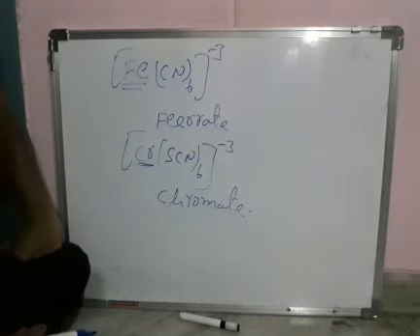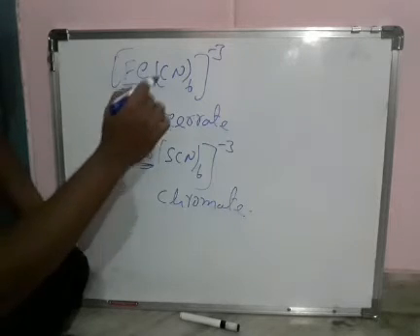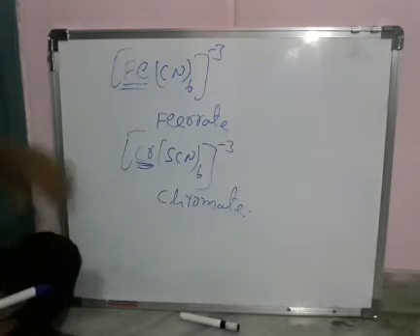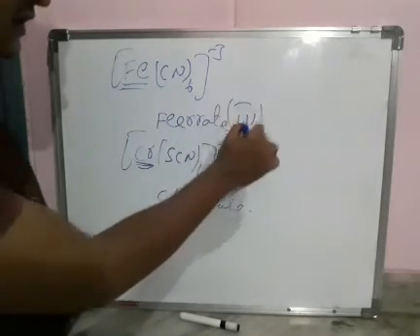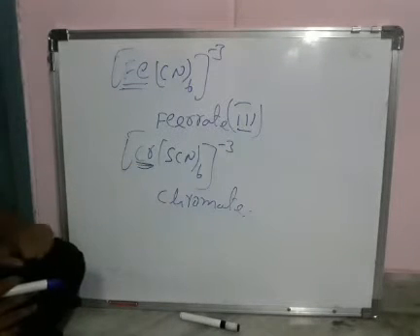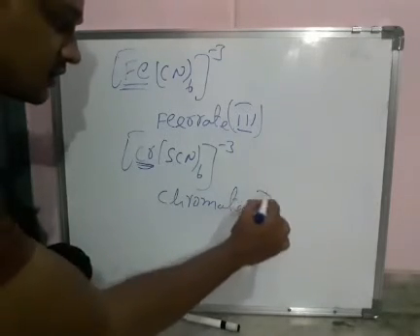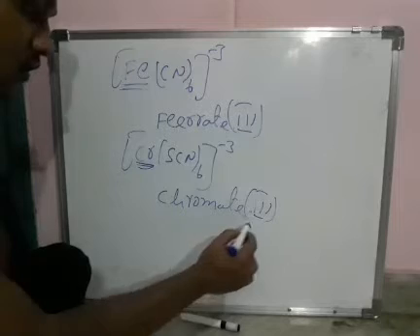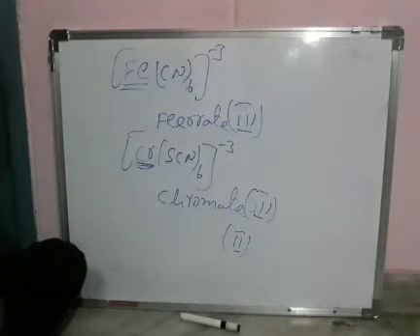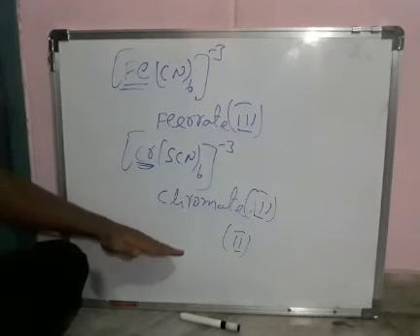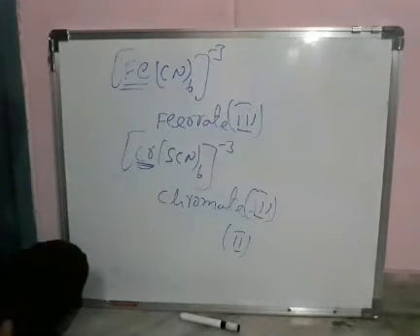While writing the name of the compound, the central metal atom oxidation state should be mentioned. The iron oxidation state is +3, so it should be mentioned in Roman numerals, ferrate(III). For chromium, the oxidation state is 3, so it should be mentioned as 3. If the oxidation state is 2, that should be mentioned in the bracket. So the central metal atom is written together with its oxidation state. That is another point.